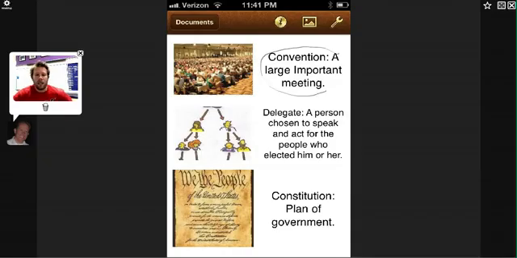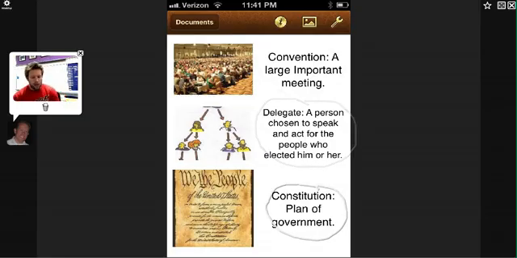Okay, here is some vocabulary that you are going to need to know. A convention is a large, important meeting. A delegate is a person chosen to speak and act for the people who elected him or her. And a constitution is a plan of government.